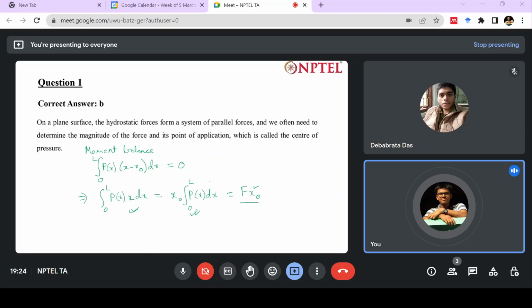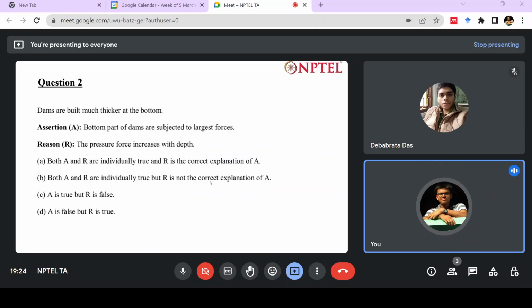So we will use this concept of center of pressure, that a distributed pressure acting on a particular surface can be reduced to a single force acting at a single point. That concept we will use to solve more problems. So let's go to the second problem.